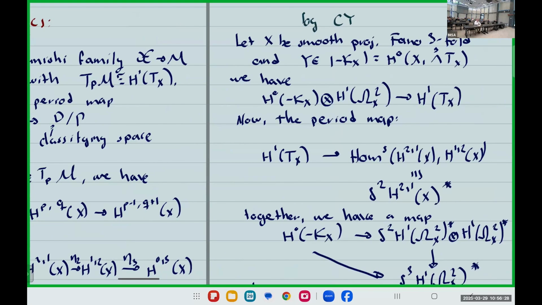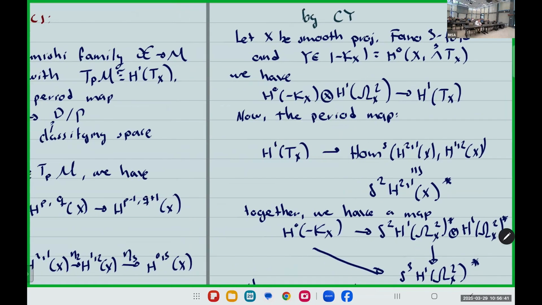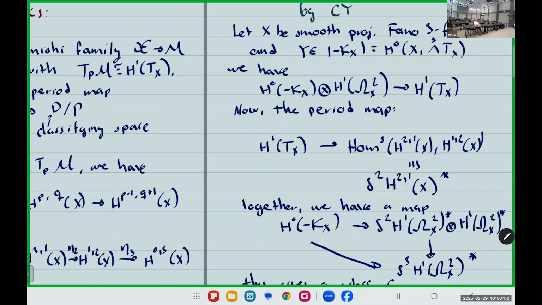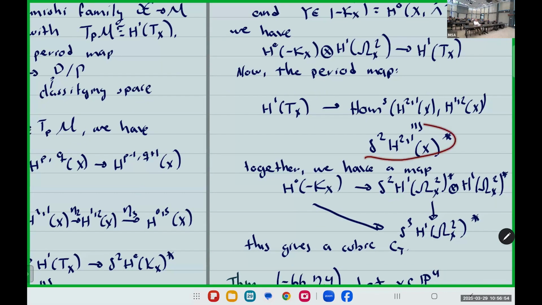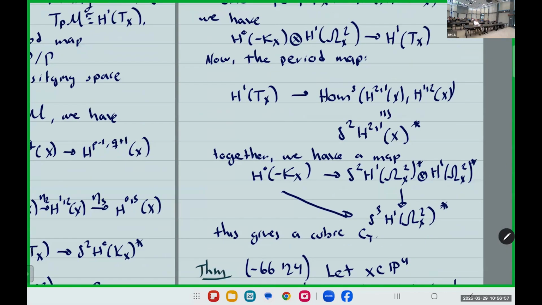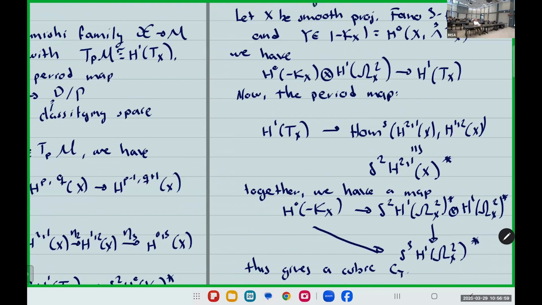There will exist something called a period map. This time we have a mixed Hodge structure, and we will also have Griffiths transversality in this case. So we take some tangent vector, and this is going to decrease the first coordinate by 1, and increase the second coordinate by 1. We can write this as a symmetric product. And now we can take together the two maps.